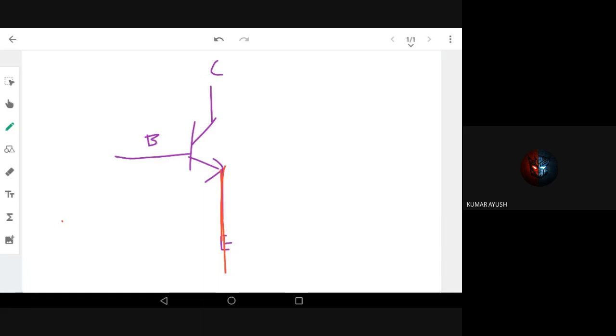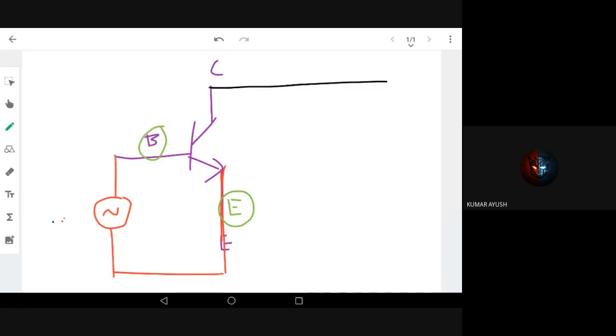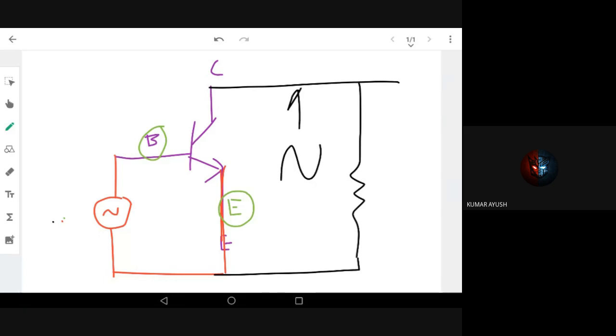Okay, so how can I make this terminal common? I can give an input here, for example a small AC signal which I'm going to amplify. I'm giving it with respect to two terminals. What are the two terminals? Base and emitter. So I'm giving my input between the base and emitter. Now, where am I taking the output from? I'll be taking the output from the collector. This is the collector terminal and emitter terminal. This is my big output. I'm getting a big output across these two points.